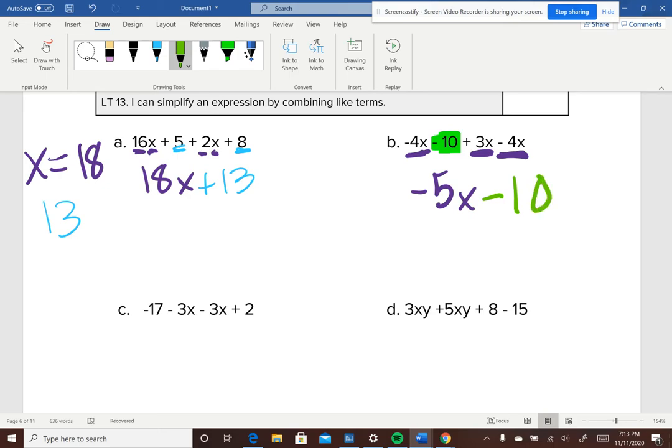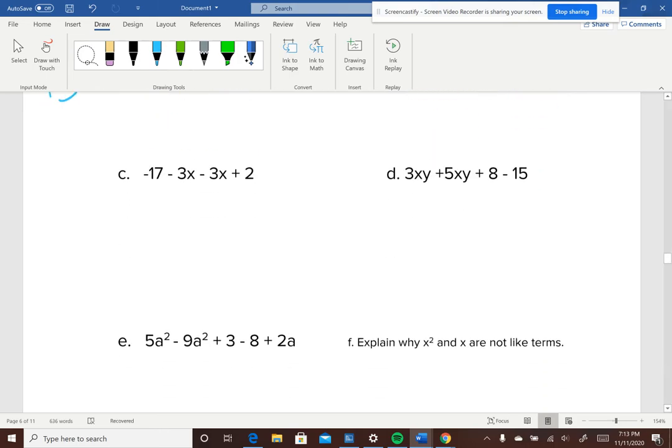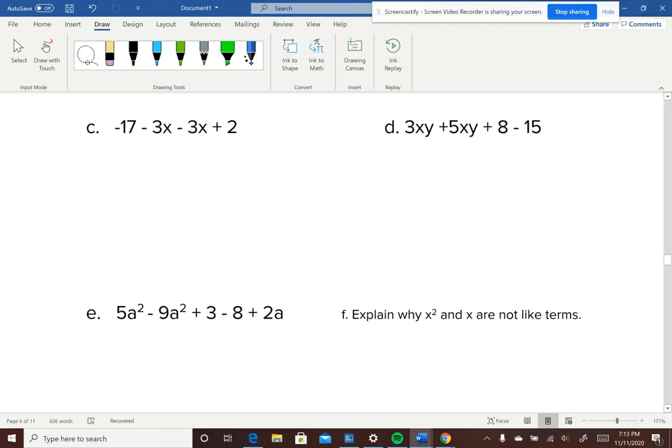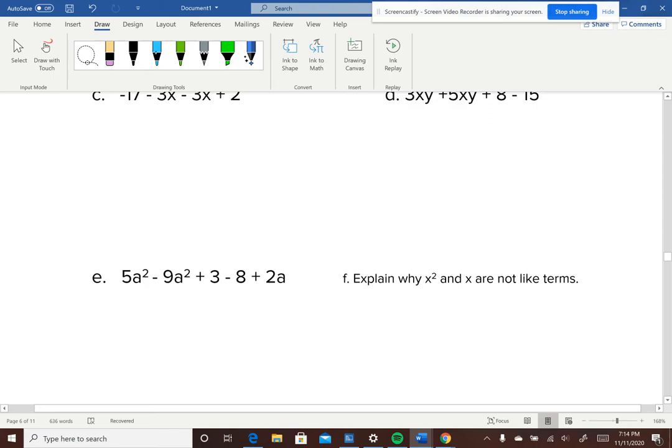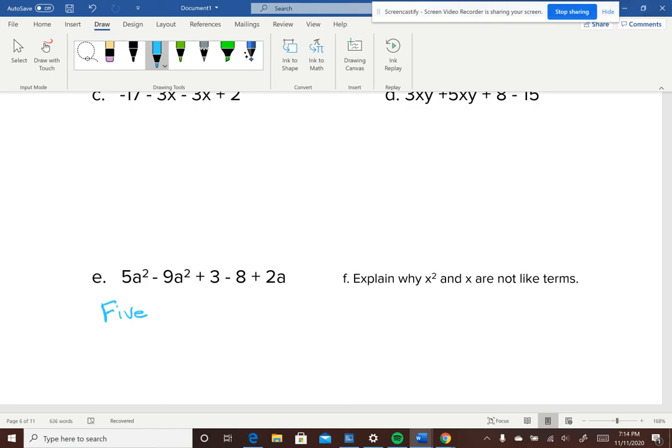Minus 10. All right. And we'll do one more together, just because these can get confusing, especially when you bring in x's, y's, or a squares. But here's what I want you to realize, and this is probably the simplest way I can put it. What is 5a squared plus 9a squared?